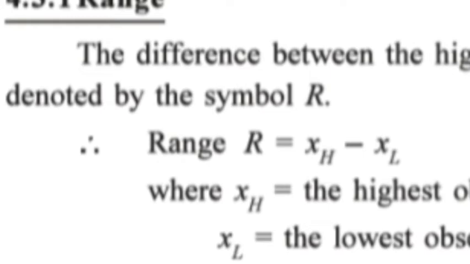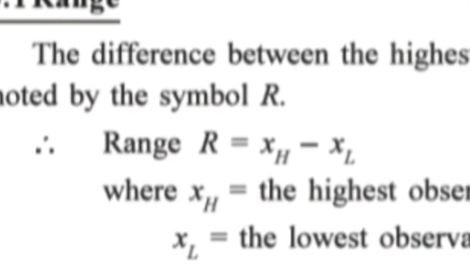I will give you one simple example. Suppose in your class, the highest mark scored in statistics out of 100 is 100, and the lowest mark scored out of 100 is 20. Now what is the range of the data? The highest observation is 100, and the lowest observation is 20. The difference between them, 100 minus 20, gives you 80.